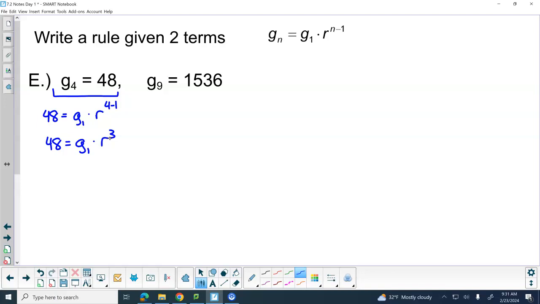Yeah? This one is going to give me 1,536 equals g sub 1 times r to the 8th power. Yes?